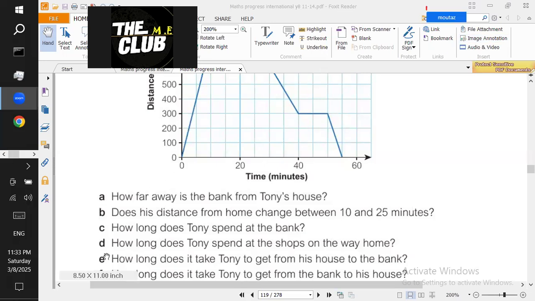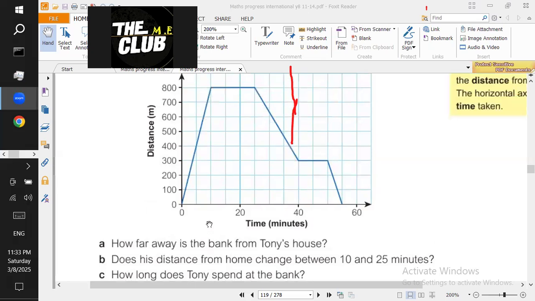Okay. As we said, he spends 10 minutes at the shops because it goes from 40 till 50. How long does it take Tony to get from his house to the bank? How long means the time, because how far means the distance. So from his house to the bank, which is here, it is 10 minutes.